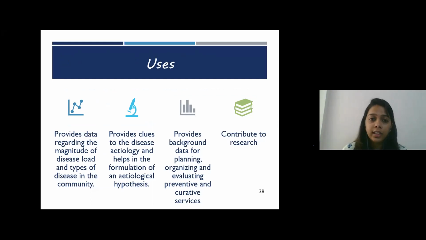Now, these research studies are pretty useful. They provide data regarding the magnitude of the disease load and the different types of diseases in the community. They also provide clues with regard to the etiology and help in the formation of a hypothesis. This hypothesis is what we are going to study in detail as you move ahead with your analytical studies and your experimental studies. It also gives us background data to plan and evaluate different services and contribute to research.